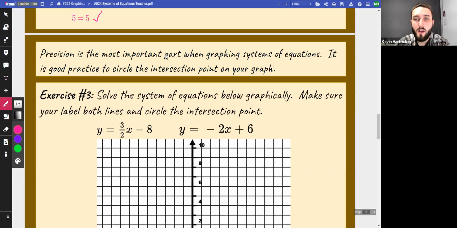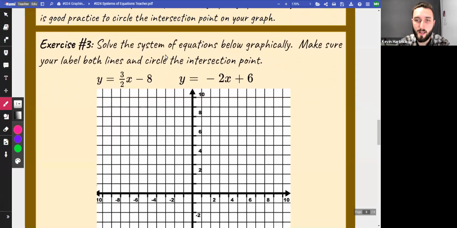So exercise 3. Solve the system of equations below graphically. Make sure that you label both your lines and circle the intersection point, just like I said. I'm actually going to graph this second one right here, and then you guys are going to graph this first one. You're going to find where they intersect. Okay, so we'll start with y equals negative 2x plus 6.